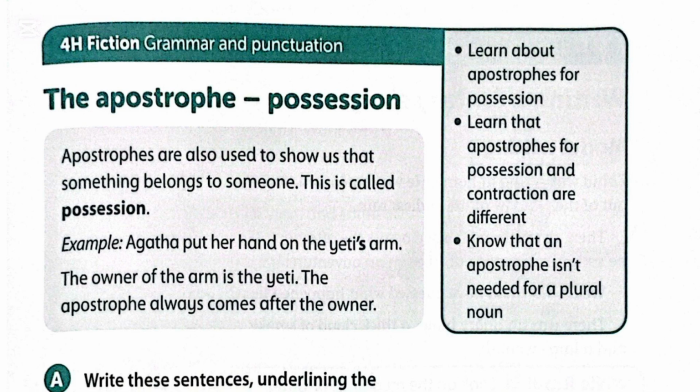For example, Agatha put her hand on the Yeti's arm. So the owner of the arm is Yeti. Here we put an apostrophe and also write the letter S, because we show the ownership. The owner of the arm is Yeti. The apostrophe always comes after the owner. So we always use the apostrophe after the name and put S there.